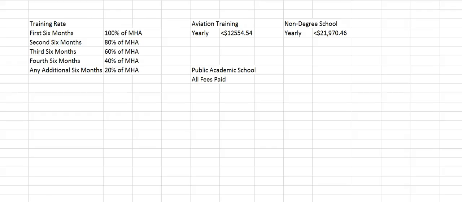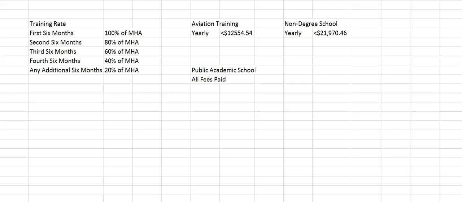This table relates to the GI Bill and the uses it can have. In a training environment where the soldier is training hands-on for a job or position, the GI Bill will cover 100% of the housing allowance for the first 6 months, 80% of the second 6 months, 60% of the third 6 months, 40% of the fourth 6 months, and any additional 6-month periods beyond the fourth is only 20% covered by the GI Bill.